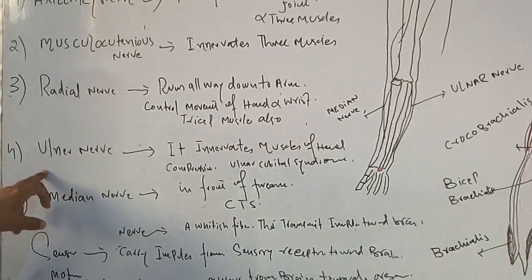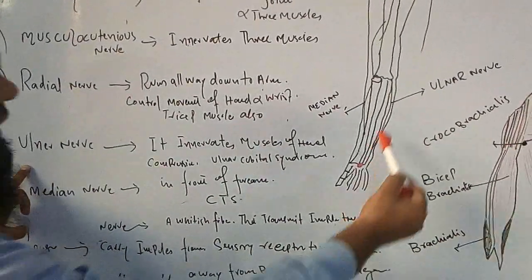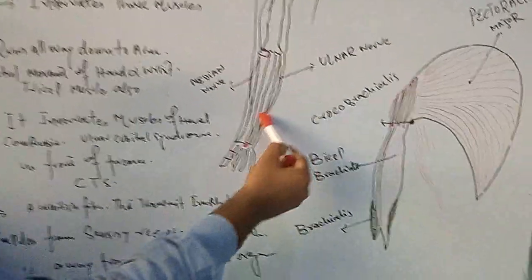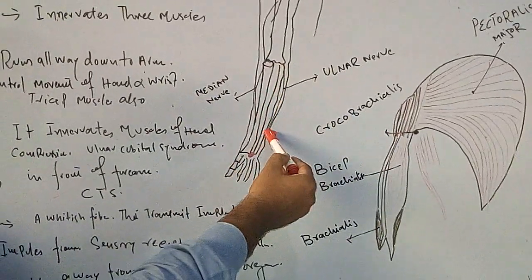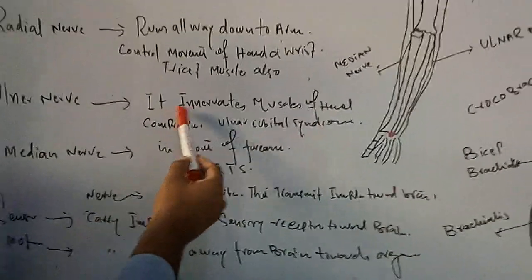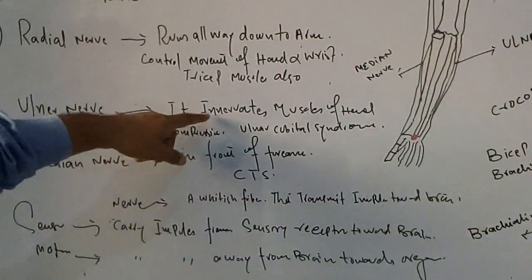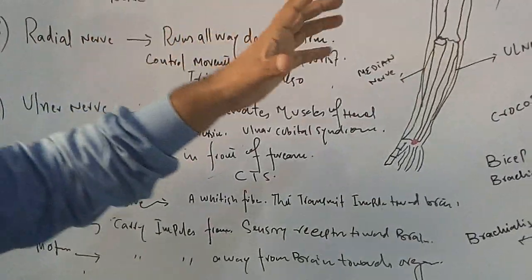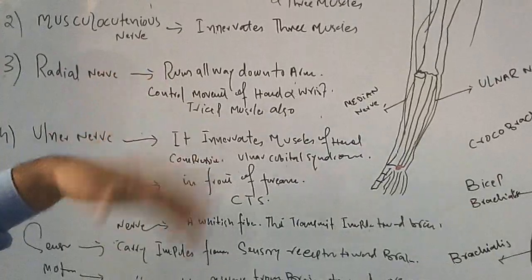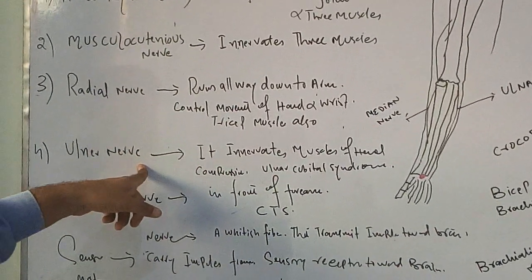Now if we go to another nerve, that is called the ulnar nerve. The ulnar nerve is located here beside the bone of the ulna. That's why we call it the ulnar nerve. The most important function of the ulnar nerve is that it innervates the muscles of the hand. It innervates the muscles of the hand, movement of the hand, flexion and extension, both movements related to this nerve. This is called the ulnar nerve.